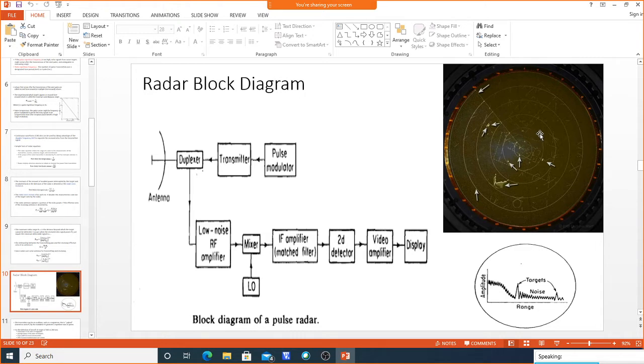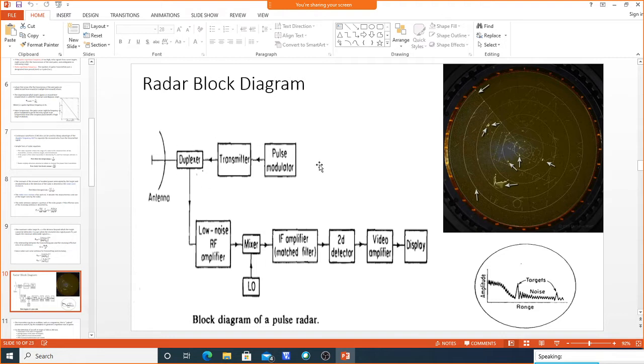Now coming to the block diagram, this is the simple form. Even when we detect the signal, many other factors come into the picture, but those are not specified here. This is a very simple form of the radar block diagram, where the received signal is detected and displayed on the PPI, that is, the plan position indicator.